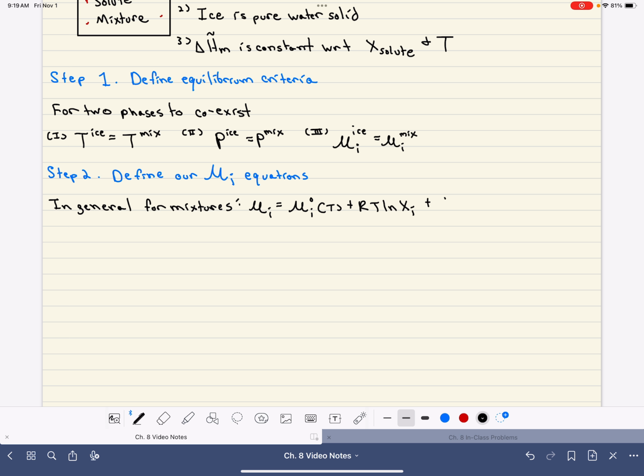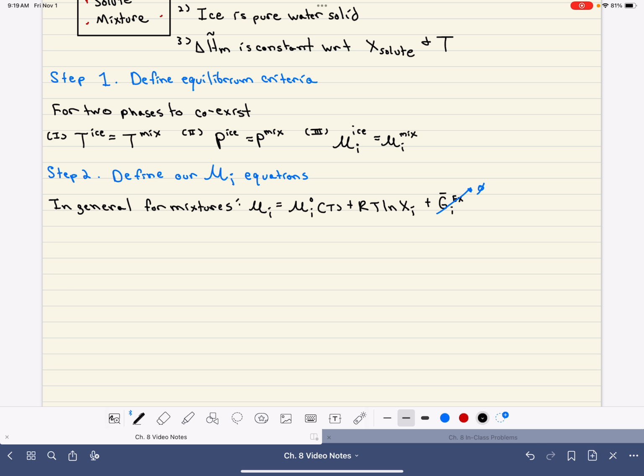And then you have your excess partial molar Gibbs energy term for species i. That normally accounts for any non-idealities. But because we're dealing with a dilute mixture, we're going to assume that this excess partial molar Gibbs energy term is negligible.